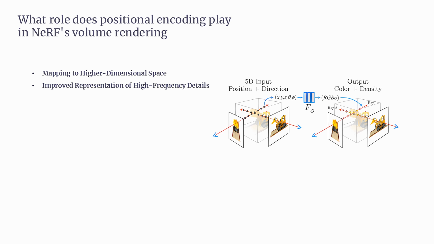The second, improved representation of high-frequency details. 1. High-frequency variations. Standard neural networks tend to struggle with capturing high-frequency details, like sharp edges or small-scale variations in geometry, because they naturally focus more on low-frequency patterns. Positional encoding overcomes this limitation by injecting high-frequency components into the model, allowing it to better capture subtle variations in both geometry and appearance.